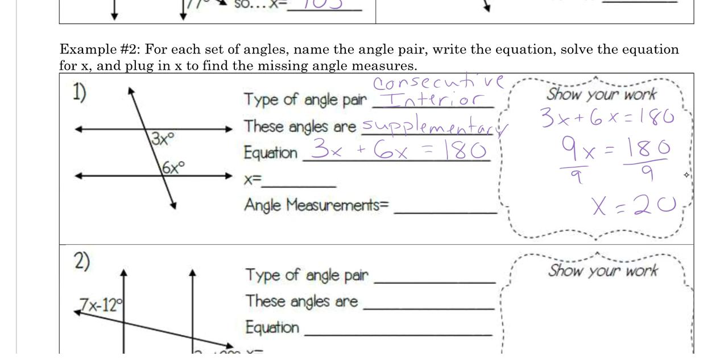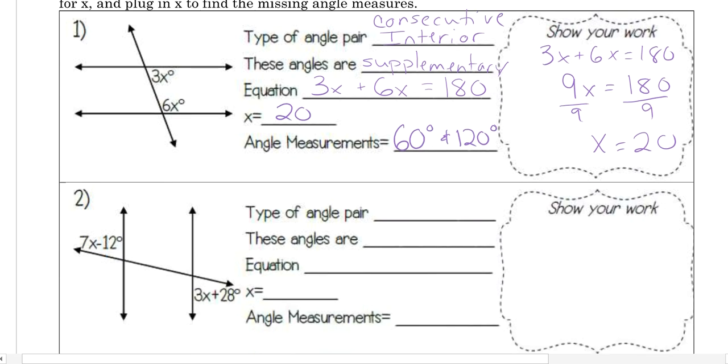And that is not it, though, because 20 is not the angle measure. So I would look at 3x as one of my angles. 3 times 20 is 60 degrees, and 6 times 20 is 120 degrees. So these two angles are 60 degrees and 120 degrees.